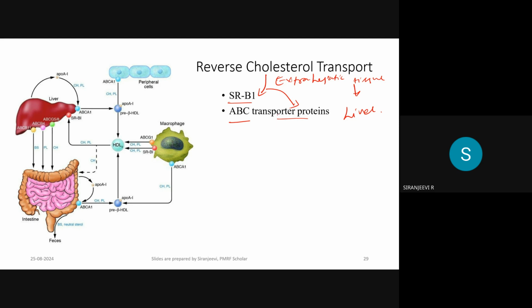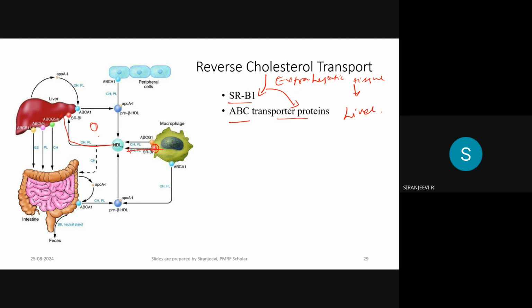What it usually does, we will start with SRB1. So SRB1, I already told, is bifunctional, or has a dual property. From cells like the macrophage, it can transfer the cholesterol to the HDL2, or the HDL. From here, HDL can transfer the cholesterol again into the liver. This is the one mechanism that usually occurs.